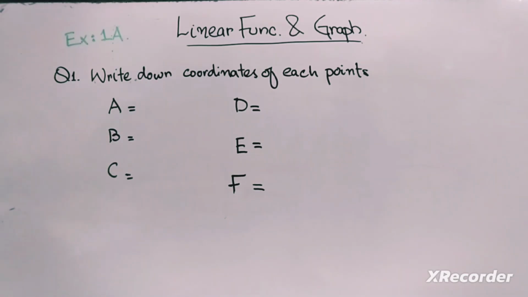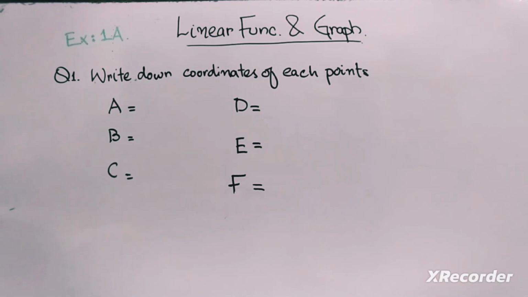Let's start Thing 2, Chapter number 1, Linear Functions and Graphs, Exercise 1A, question number 1. Write down the coordinates of each point in the figure. The figure is shown on your screen. Now let's start. First of all, we have to see the x-coordinate of that point and then the y-coordinate.